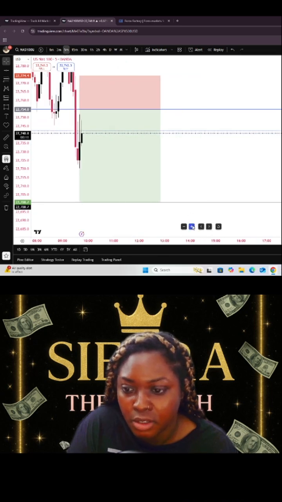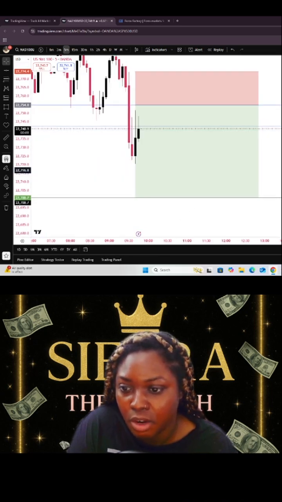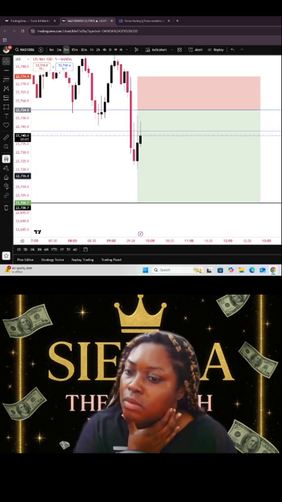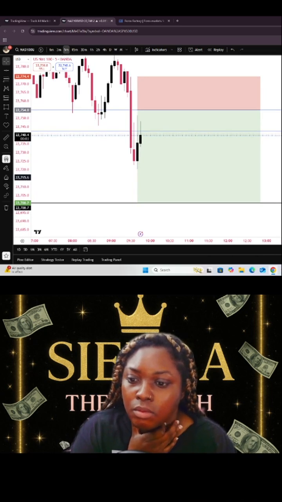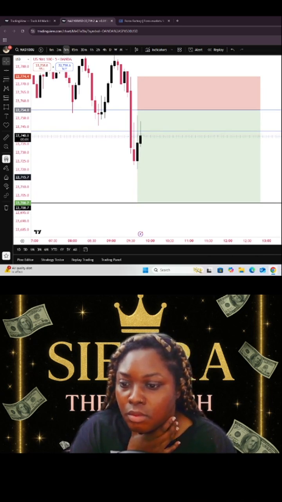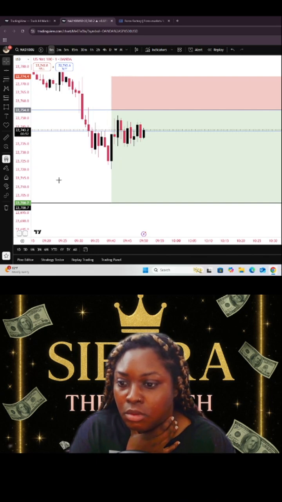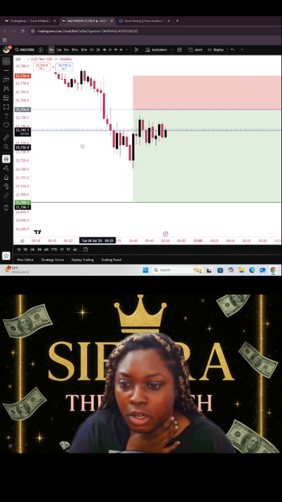All right, we got 13 seconds left until this 5 minute candle closes. All right, so still playing around at this zone. Still at this zone here.